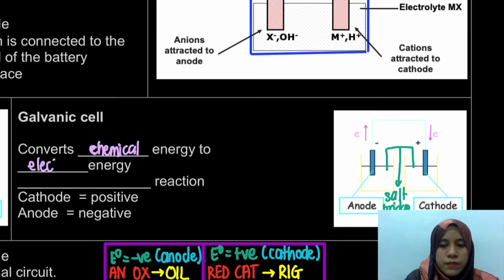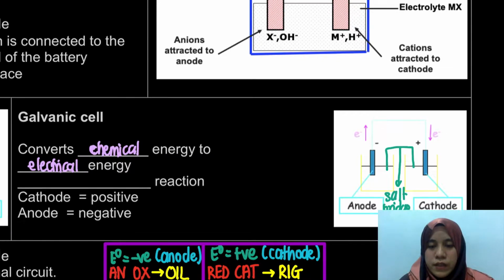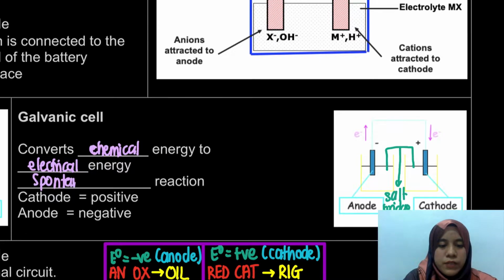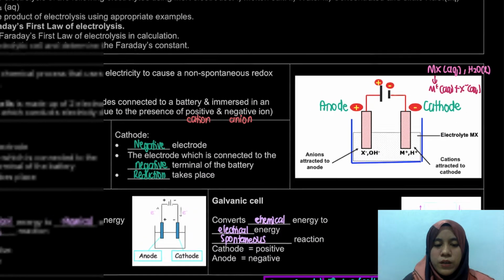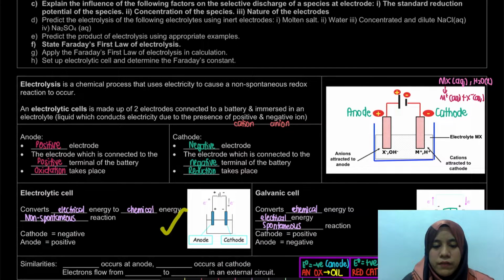What this means is that once the reaction of the galvanic cell occurs, we will have electrical energy, which is why we can get a reading on the voltage. The galvanic cell is a spontaneous reaction. Here the cathode is the positive terminal while the anode is the negative terminal. So that is the difference between the electrolytic and galvanic cell.